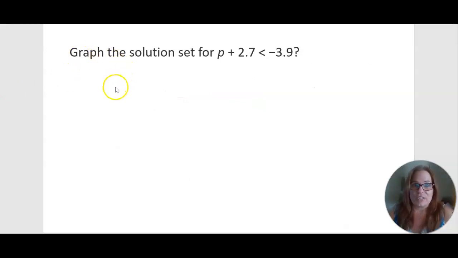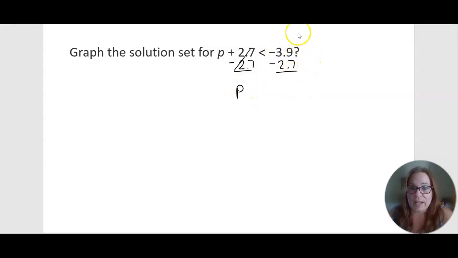All right, let's try the next one. This one is just graphing. Okay, so I'm gonna, just kidding, I have to solve it first. So, like we did with the last one, I'm going to look for the operation that's used. 2.7 is being added to p, so I have to subtract it to solve. Right? All right, so now I have p here.